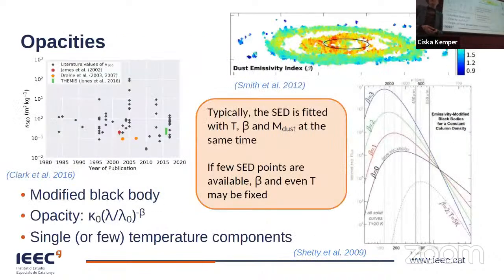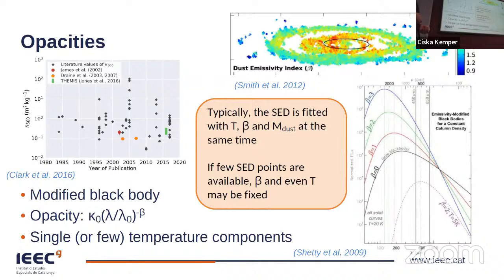And I want to talk about this a little bit more. First, we're going to talk a little bit about the opacities again to figure out where this problem might be coming from. So these dust mass determinations typically fit an SED with a modified black body, where the black body is multiplied by opacity, which is simply a power law of kappa naught times lambda over lambda naught to the power minus beta.